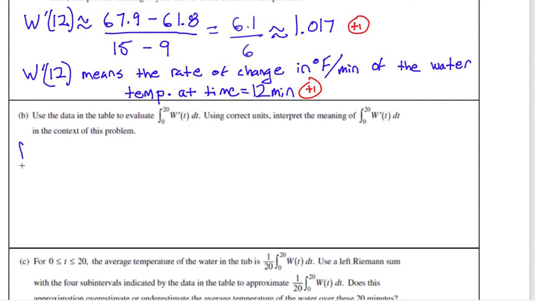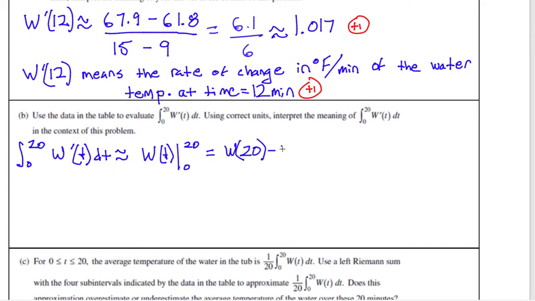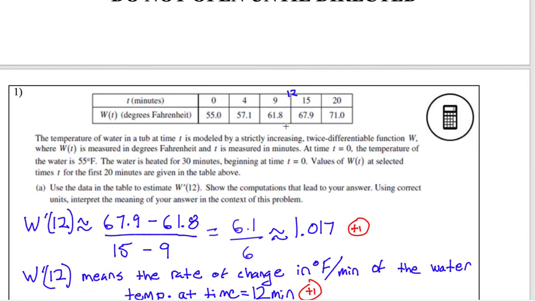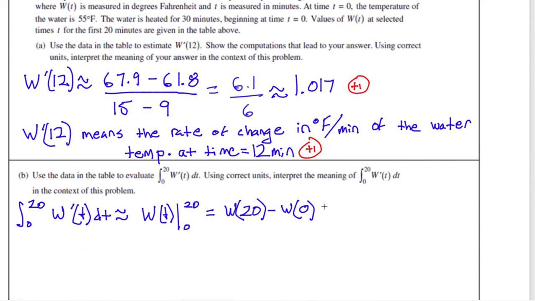So I'm going to say here, the integral from 0 to 20 of W prime of T dt, that is going to be approximated by, well, what happens when I take the integral of the derivative? This is the fundamental theorem of calculus. The integral of the derivative, they cancel each other out. And you're just left with W of T, evaluated between 0 and 20. And then I just plug that in, and that's going to be equal to capital W of 20 minus capital W of 0. And I have those values on my table, luckily, so it's going to be 71 minus 55. And that is equal to 16 degrees.